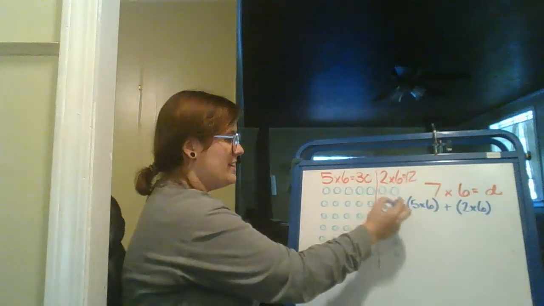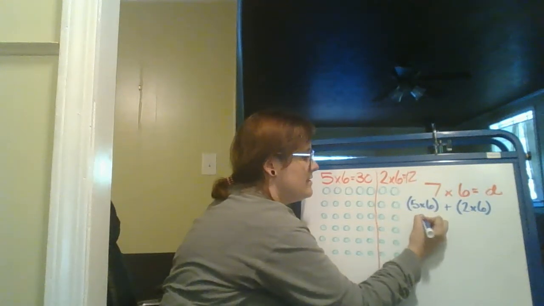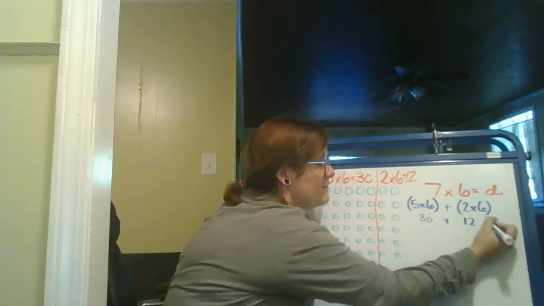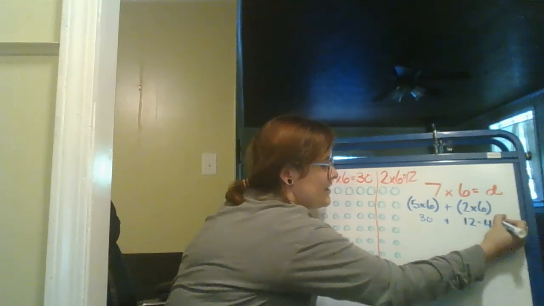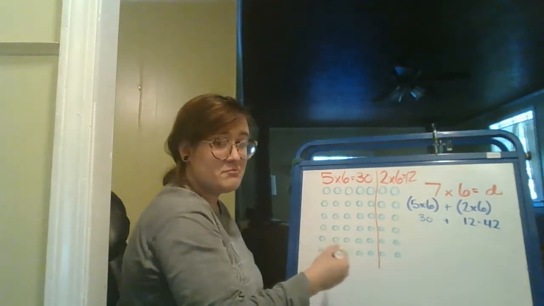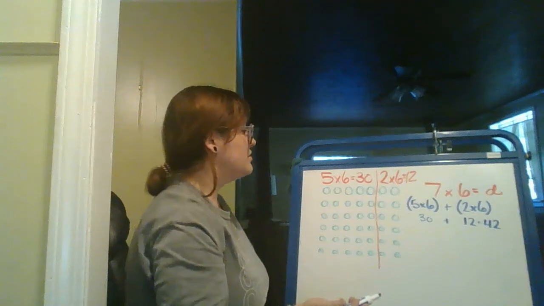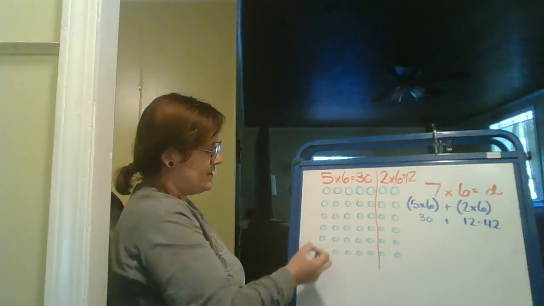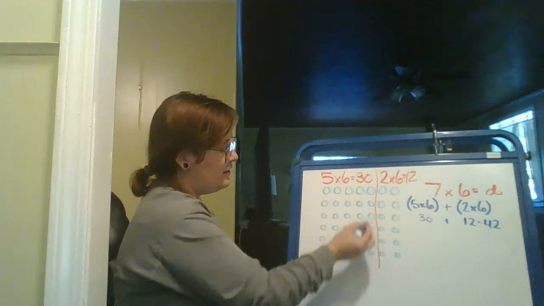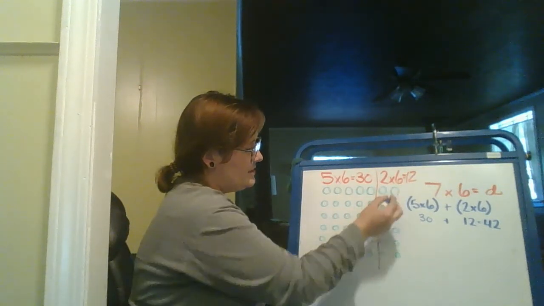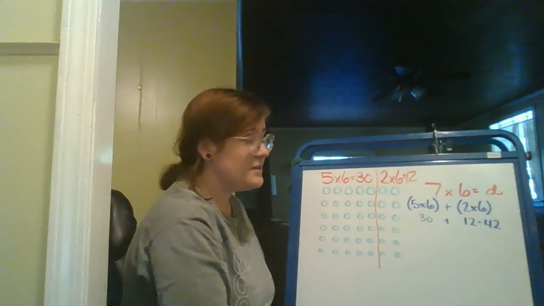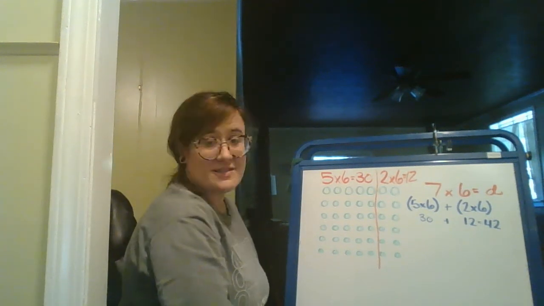We haven't really done that yet. So we knew 5 times 6 is 30. 2 times 6 is 12. And when I add them together, I get 42. And if I were to count all of these, my answer would be 42. I'll show you. 6, 12, 18, 24, 30, 36, 42. We did it. And we broke it apart so that we could use our 5s and our 2 facts to help us.